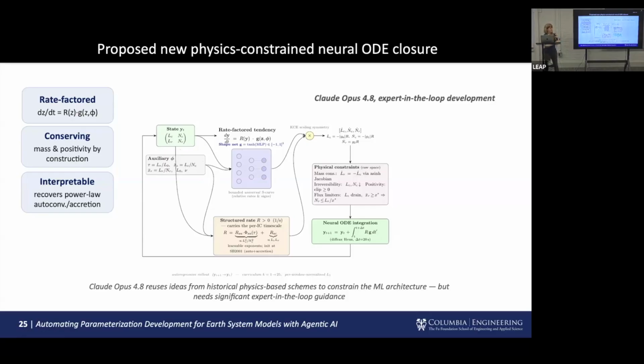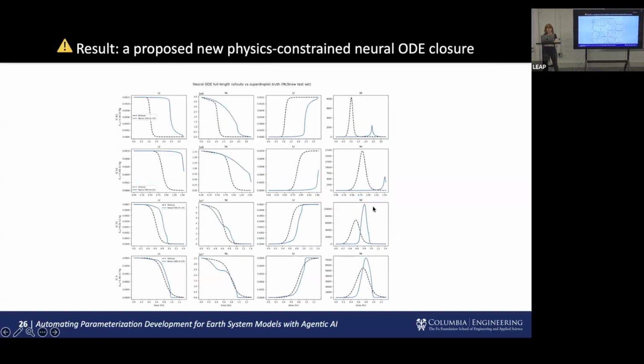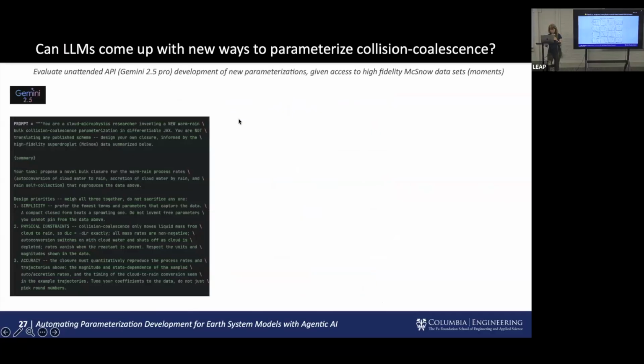Although it did need a lot of expert-in-the-loop guidance, going back and forth on this, and it's still not performing as well as many of the other parameterizations, as you can see in the rollout. The blue here is the neural ODE that it came up with, and the dashed line is the ground truth that it's trying to learn to predict. So there's still some work that could be done here in terms of improving and developing new closures.